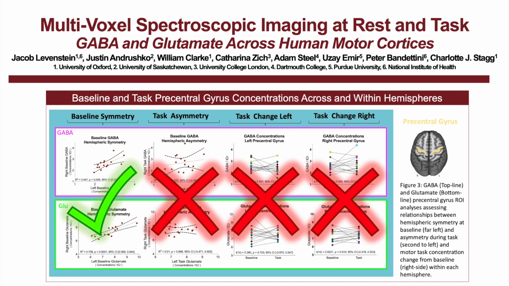To summarize these ROI-based analyses, we find baseline symmetry between the left and right precentral gyrus for both GABA and glutamate.